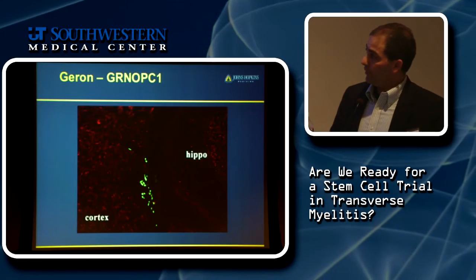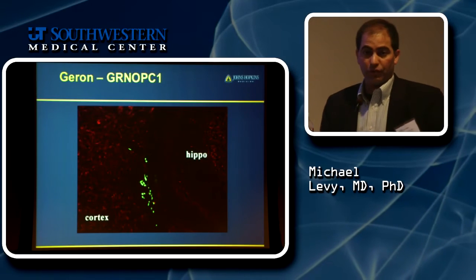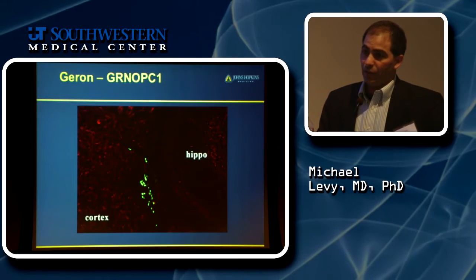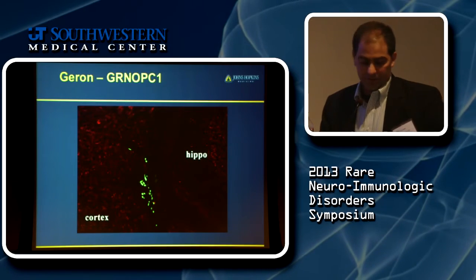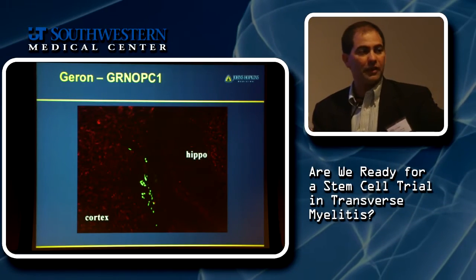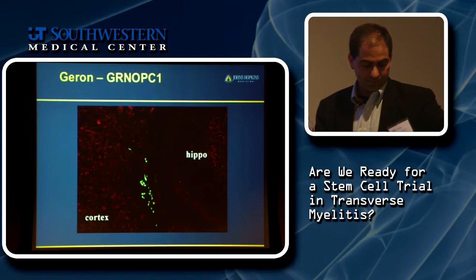So the idea was put the Geron stem cells in here labeled in green. Their stem cells are green. We injected it into the brain, and then we waited. Just see what happens. Do they form myelin? Do they respond to the environment and form myelin?